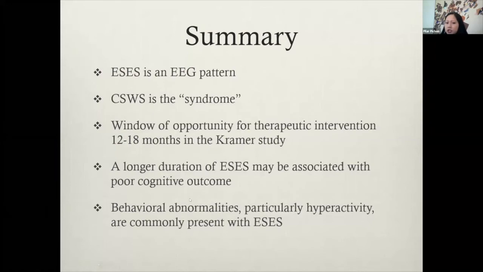And a longer duration of ESES may be associated with poor cognitive outcome. Behavioral abnormalities, particularly hyperactivity, are commonly present in children with ESES.